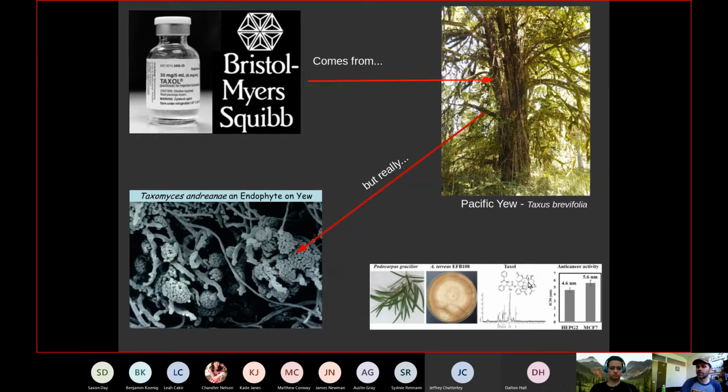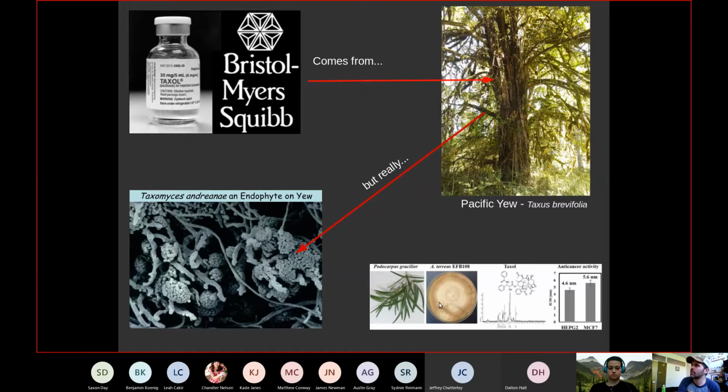And so now we don't have to cut down trees anymore because we can get this fungus to grow in other species and extract the Taxol from it that way. As a matter of fact, we've even more recently been able to take the genes from Taxomyces, stick them into fungi that are easier to grow, like in a petri dish, and get them to produce Taxol.